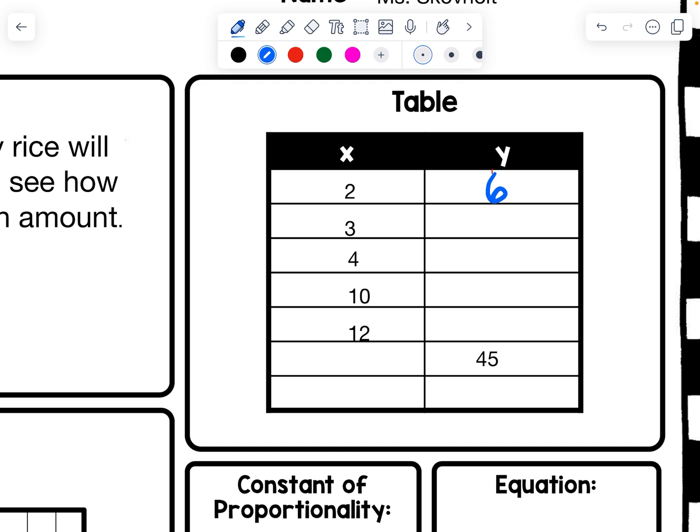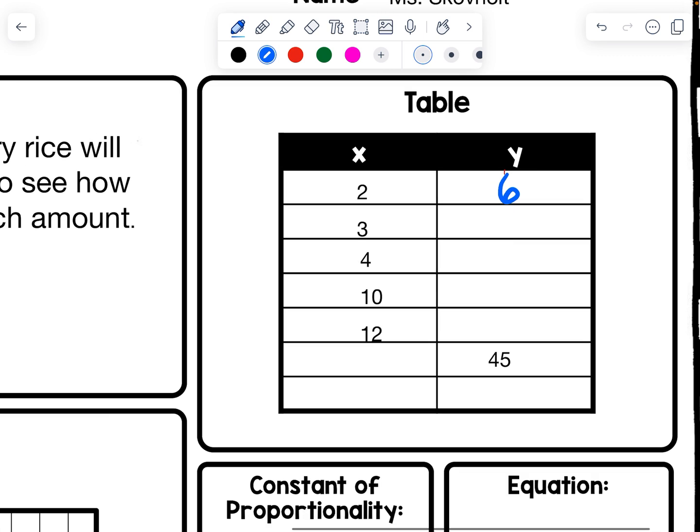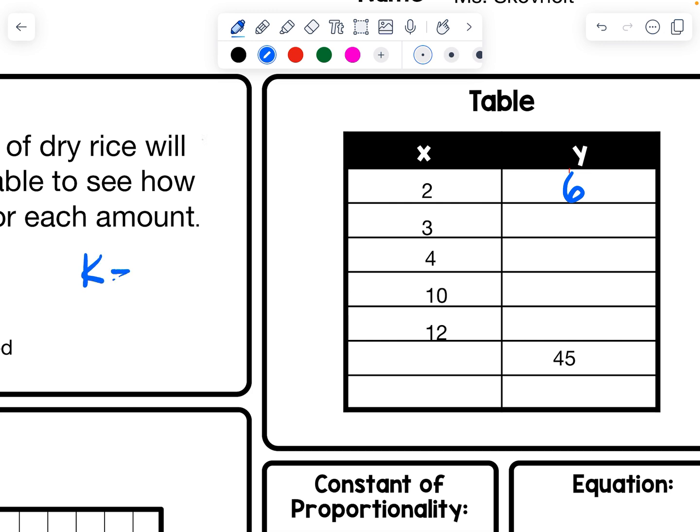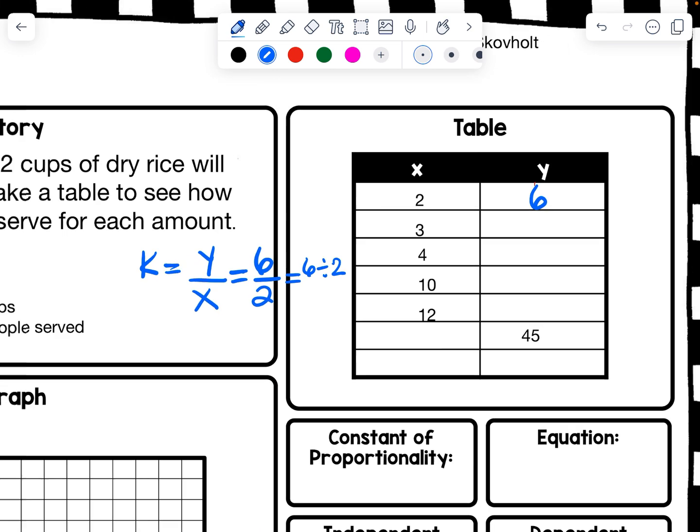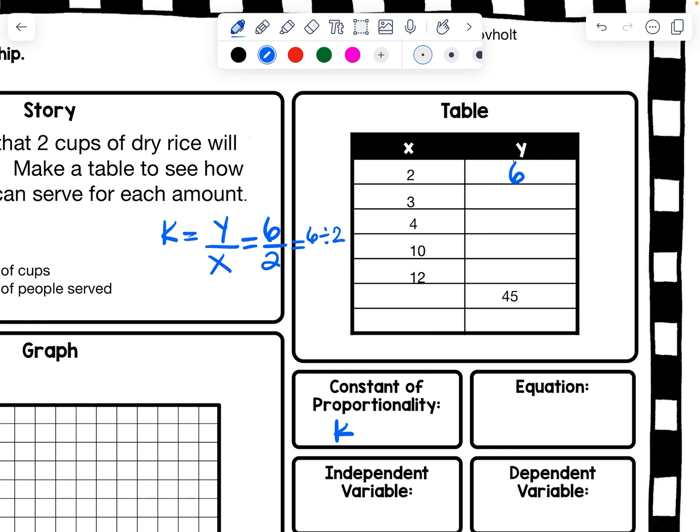To find the number of people that serve 3 cups, we need to know the unit rate. In this case, the unit rate is the constant of proportionality K. And if you remember from the last lesson, K equals Y over X. So that means that I have to divide 6 by 2. And 6 divided by 2 is 3. That's my constant of proportionality, and I'm going to write it down here. K equals 3.